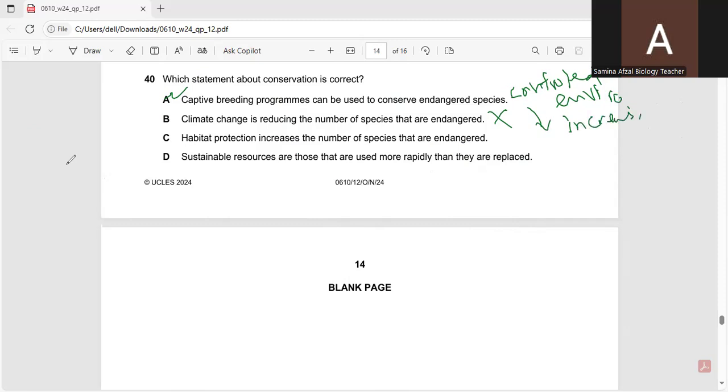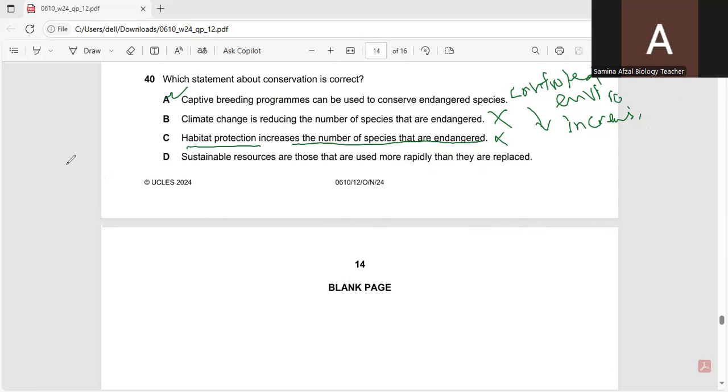Habitat protection increases the number of species that are in the habitat. If we are protecting the habitats, it is not increasing the endangered species. It is not related with the conservation.